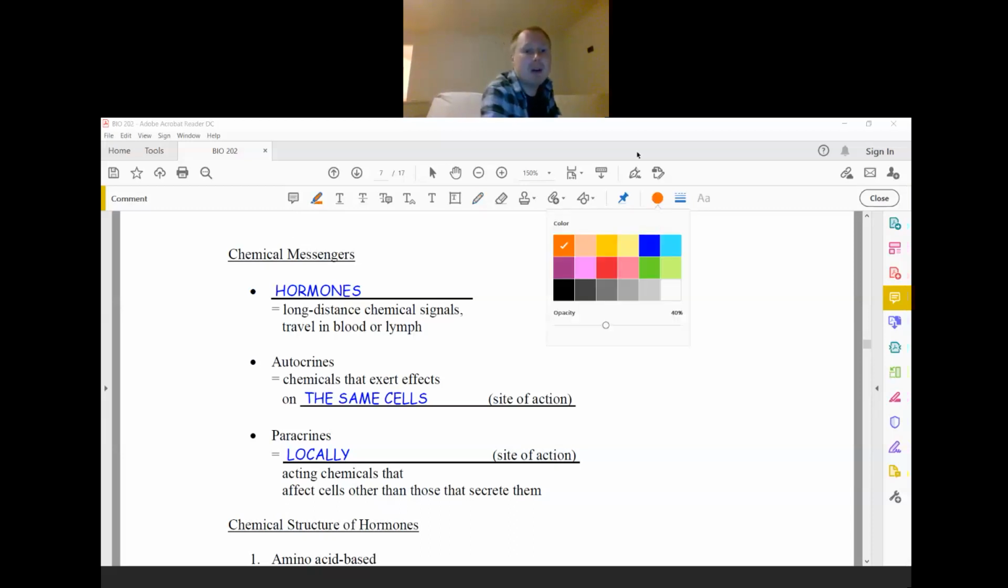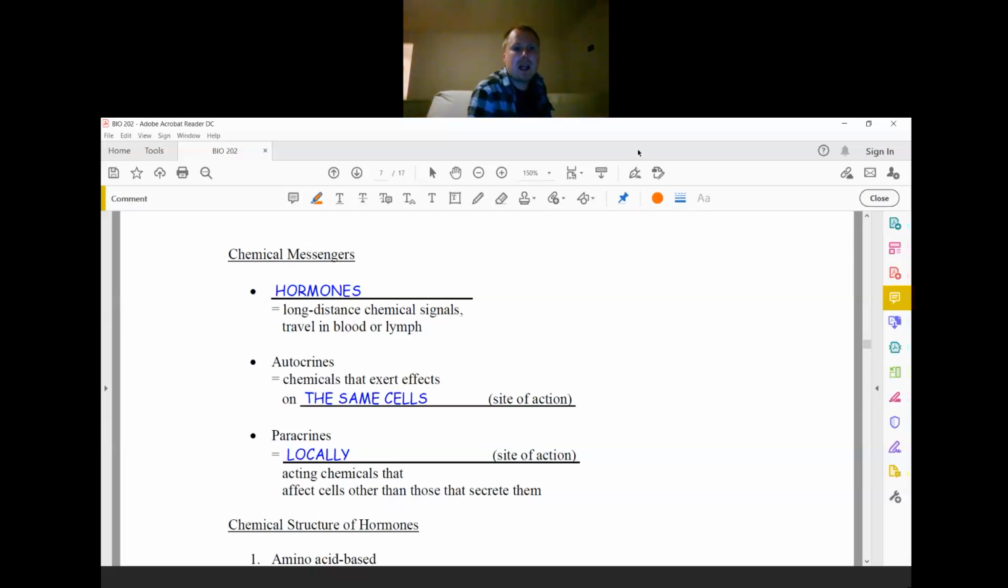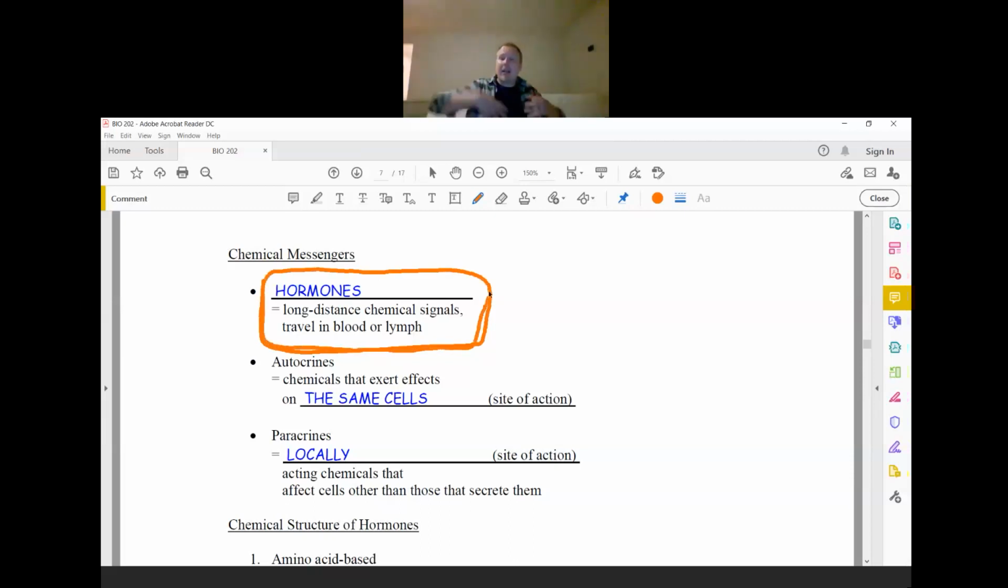So I think when we're talking about the hormonal system, the endocrine system, it would be a good idea for us to be able to define what is a hormone. Well, hormones are chemicals that act throughout the body and can act through long distances. So they're not just local, as we saw with the exocrine glands.